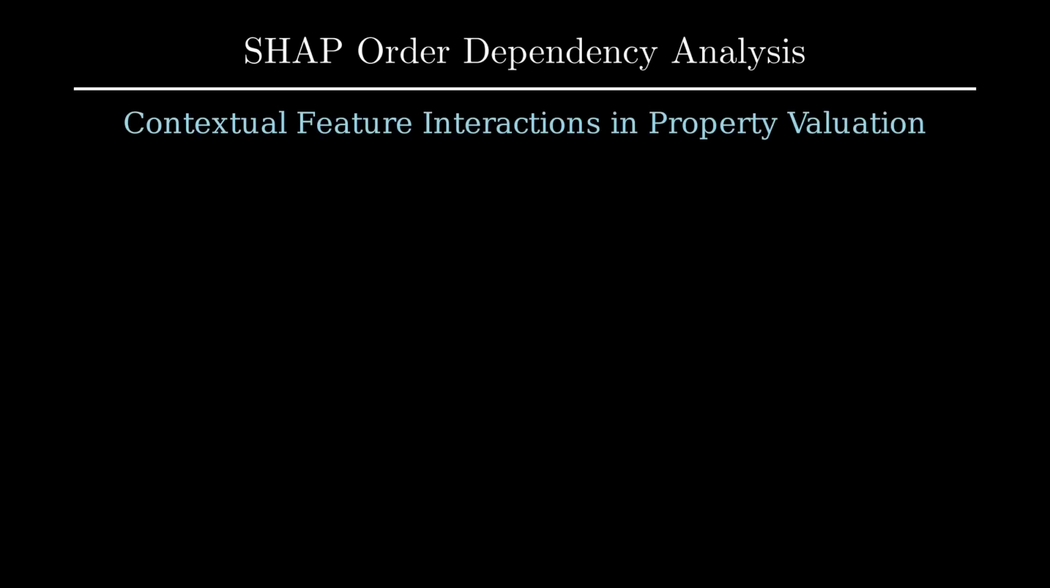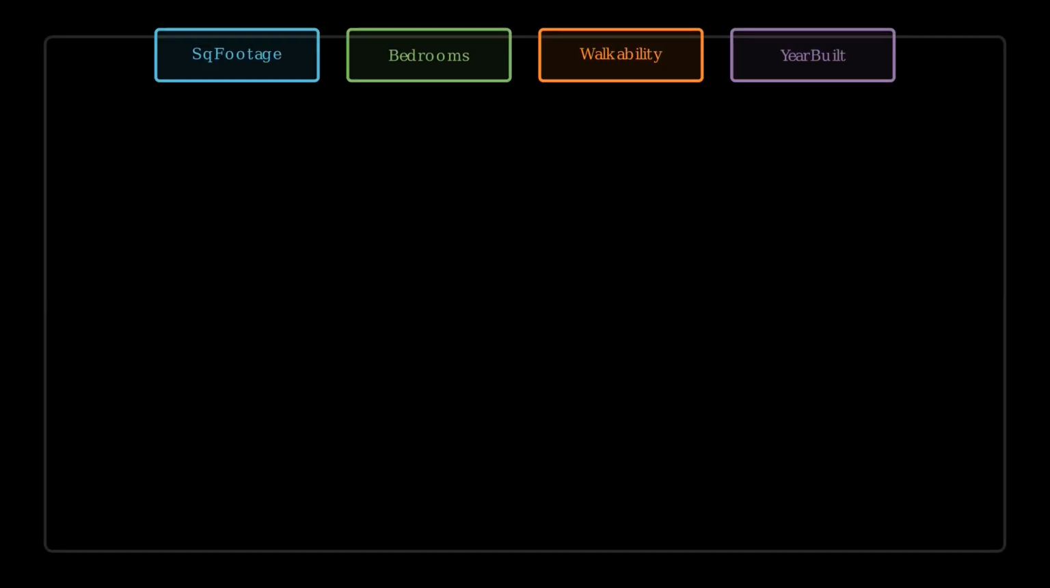Let's view a second concrete case of feature sequence mechanics. Consider a machine learning model predicting real estate prices. Features rarely add value independently. For instance, adding an extra bedroom means very little if the overall square footage is constrained. Our core real estate inputs are square footage, bedrooms, walkability score, and year built. To understand how entry order shifts localized valuation weights, let's step through two different sequential combinations.